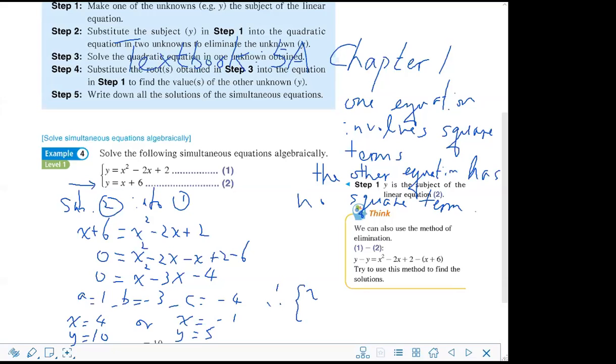Please use this type of bracket, open bracket, to indicate that x equals 4 and y equals 10 is a set of answer. It's a pair of answer. And then there is another possibility. The other pair will be x equals -1 and y equals 5. So those will be the answers.